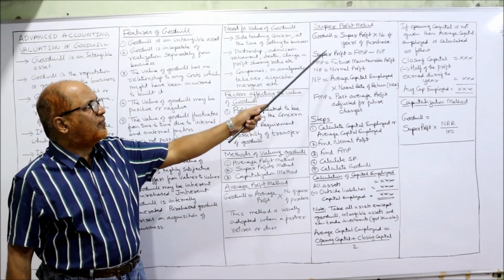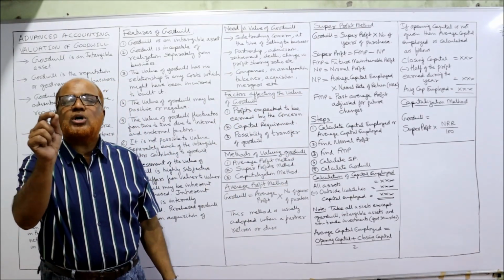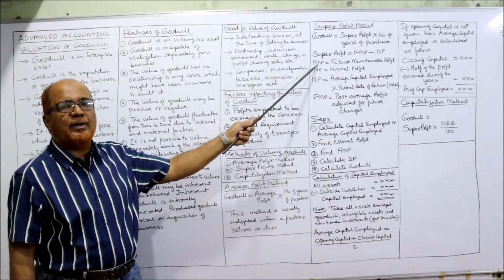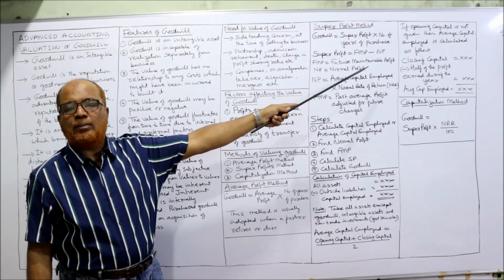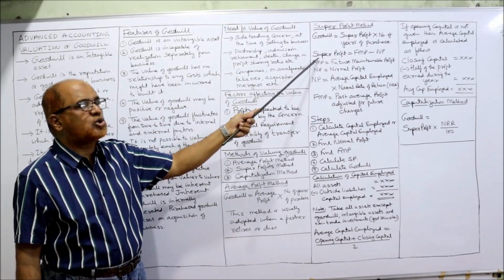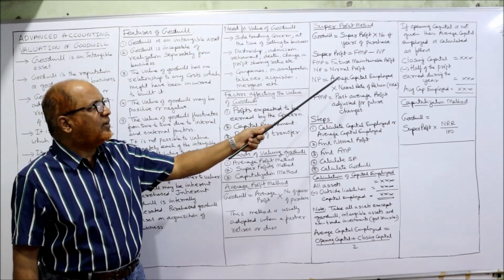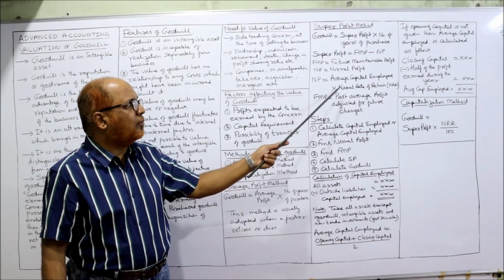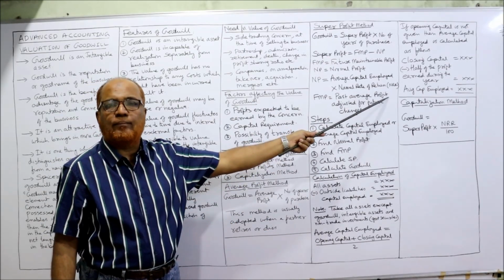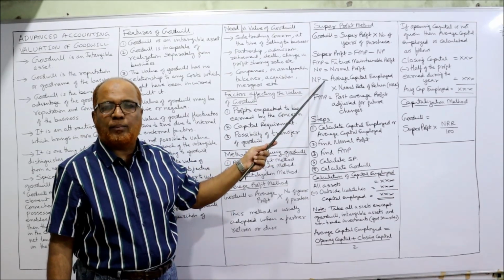What do you mean by super profit? Super profit is equal to FMP minus NP. Future maintainable profit, FMP. NP, normal profit. So future maintainable profit minus normal profit, you will get super profit. So how to calculate normal profit? Normal profit is equal to average capital employed into normal rate of return, NRR. So average capital employed into NRR will give you normal profit.